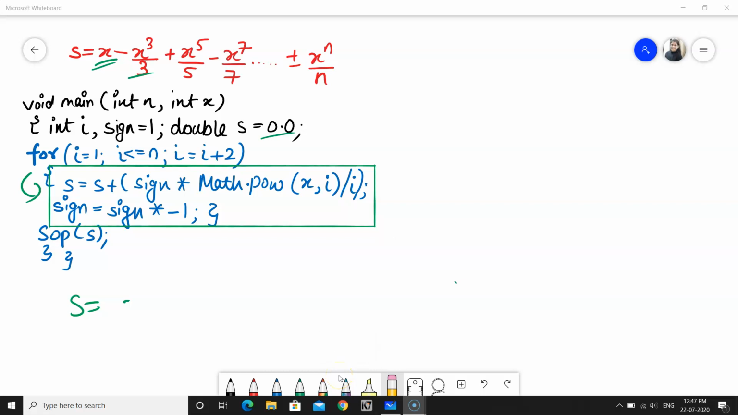Welcome to Code Effectively. The topic for today is that we have to print this series that is given in the fraction. So this is a quite interesting one, you must know.